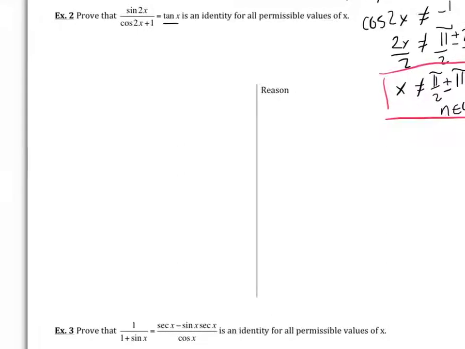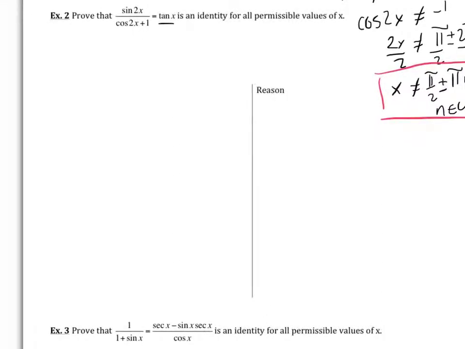Now I'm going to start with the left side. Hopefully that kind of makes sense. This is the most complicated side. So let's take a look at what we have. On the left side, we have sine 2x over cos 2x plus 1.